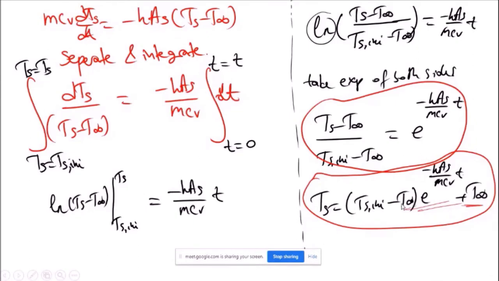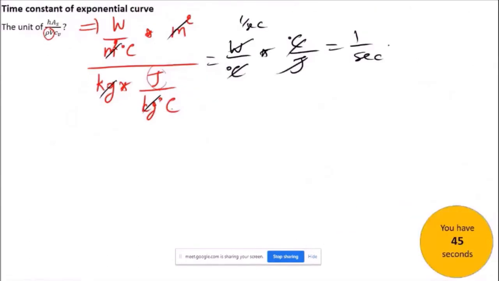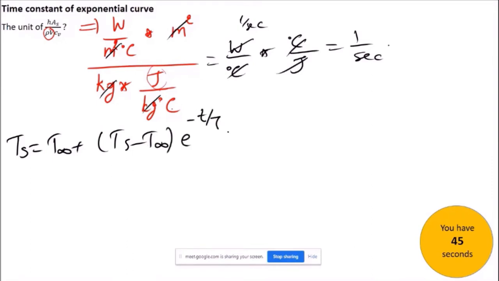So why do we need it? For exponential functions, this is very common. I can write T equals T infinity plus Ts minus T infinity times e to the power of negative t by tau, where tau is the time constant. For exponential functions, this is the general approach that we always use. You divide the variable, this is time, by the rest of the values, which becomes the time constant.